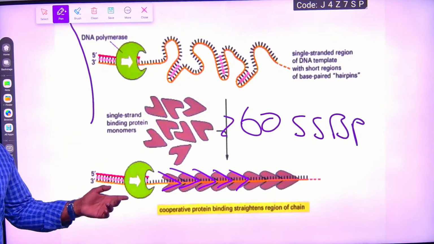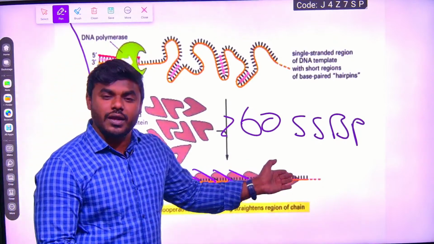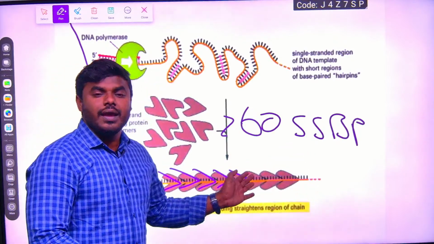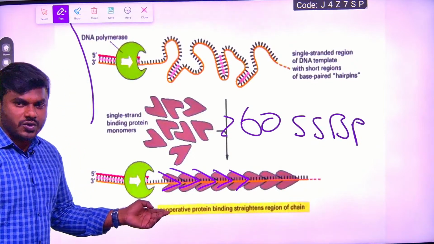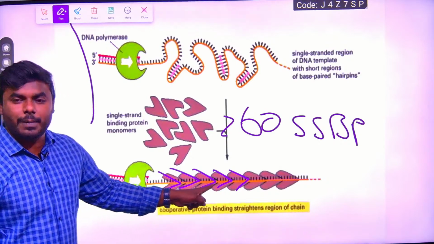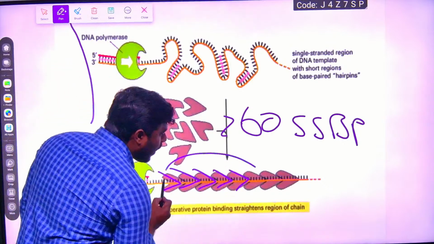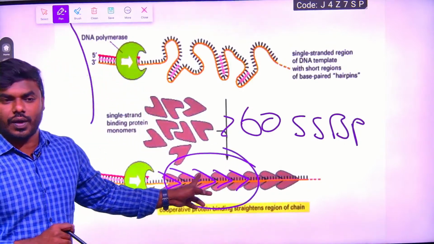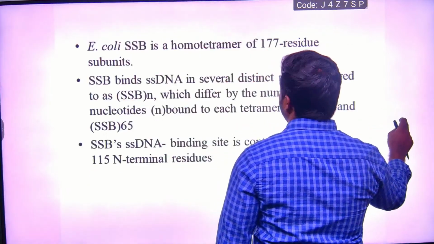So again, the question that they will raise in the exam is: all the SSBPs bind to the single stranded DNA in a non-cooperative fashion. Is this true or false? Obviously it's a false statement, because one is providing the binding site to the other, hence we can say that all are binding in a cooperative fashion only. That statement seems simple, but if you don't know it 200%, you will get it wrong.